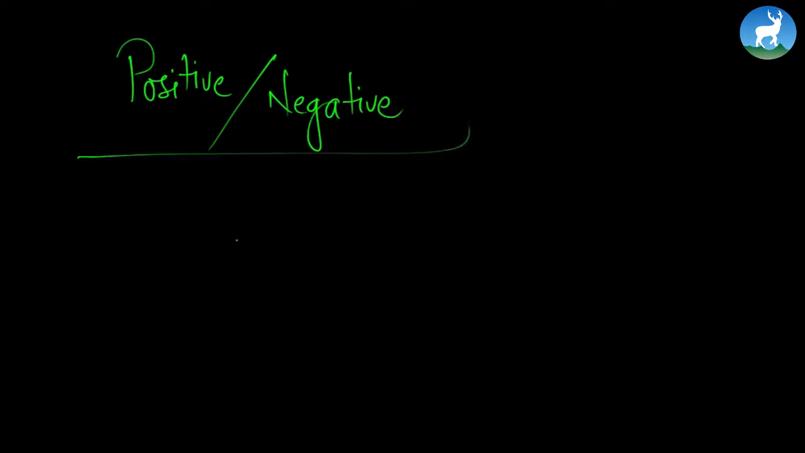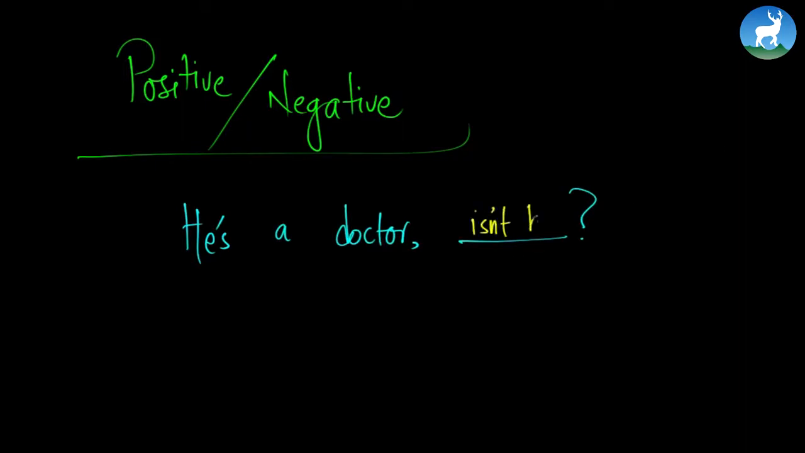The first rule of question tags relates to positive and negative. So if the main part of the sentence is positive, the question tag is negative. For example, he's a doctor. The question tag to this sentence would be, isn't he? Why? That is because the sentence is a positive sentence, so we have a negative tag.